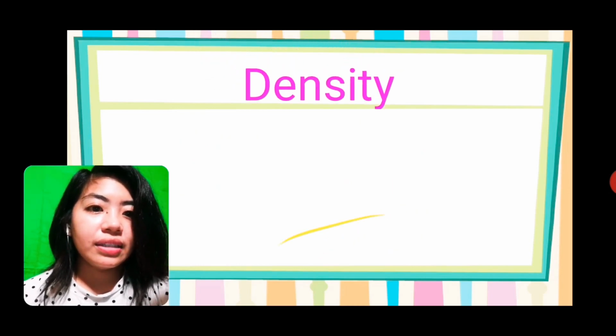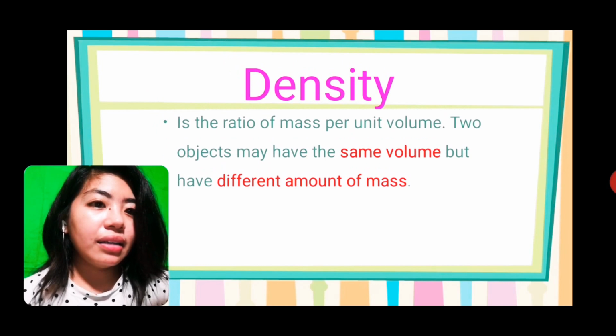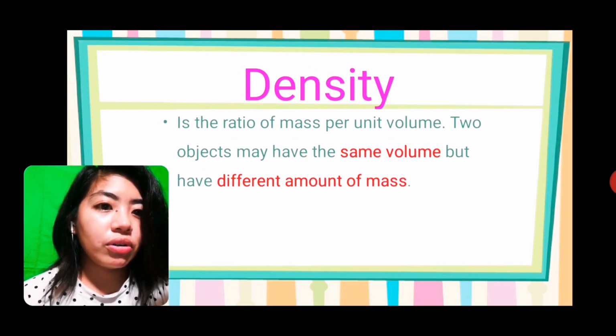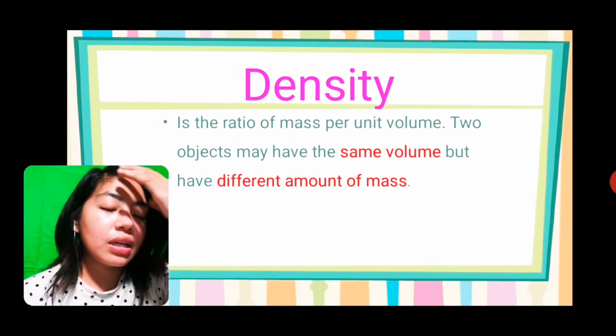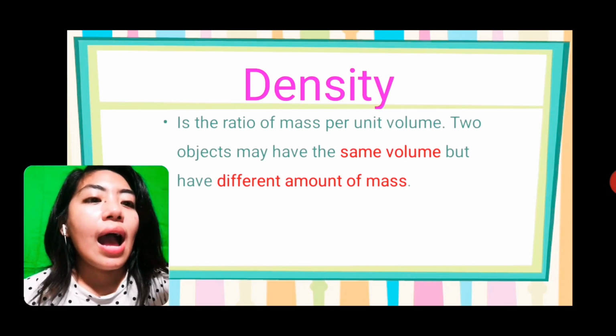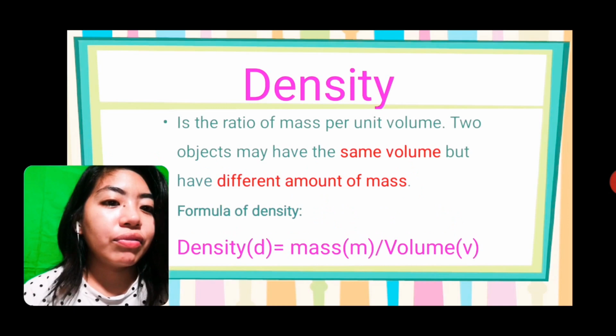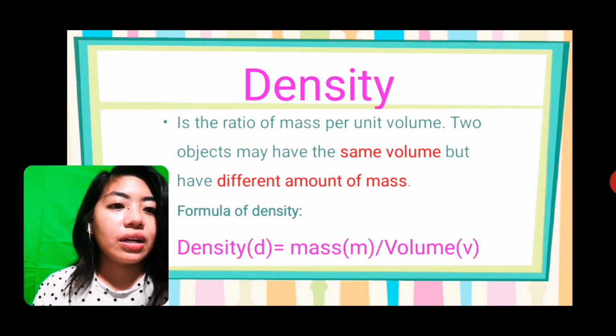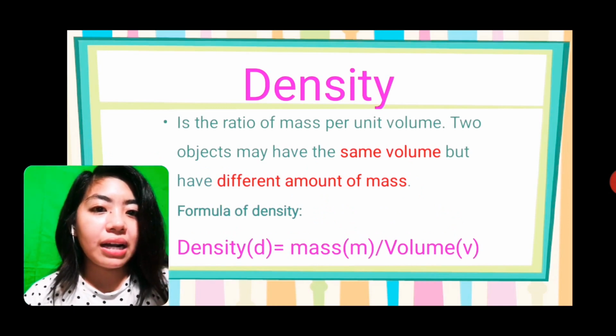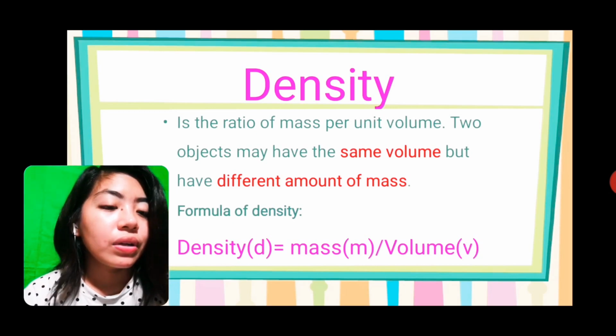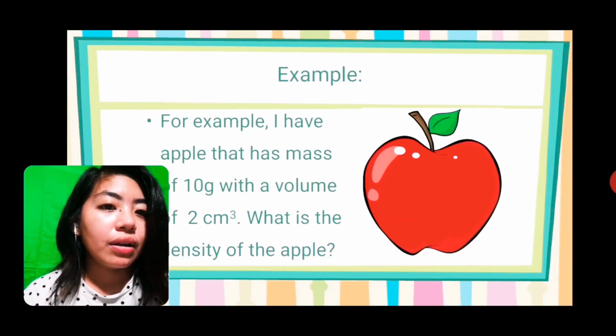Okay, we have here density. Pag sinabi natin density, ratio of mass per unit volume. Two objects may have same volume but different amount of mass. So, meron kasi tayong formula na ginagamit for density. So, we have here, density is equivalent to mass divided by volume. So, here is the example.